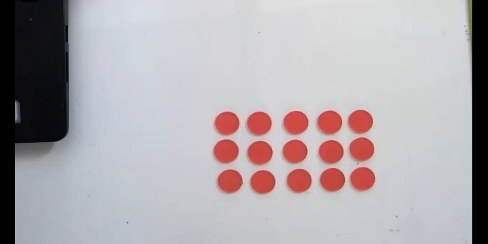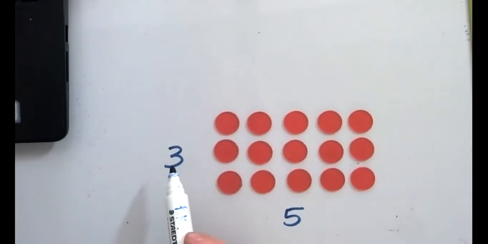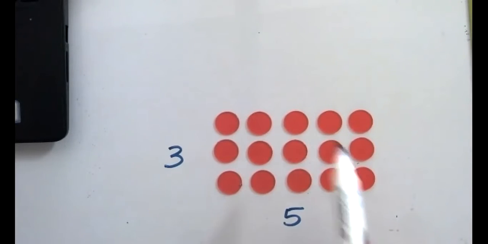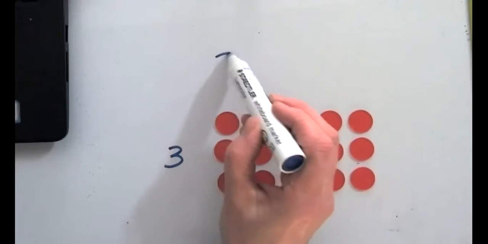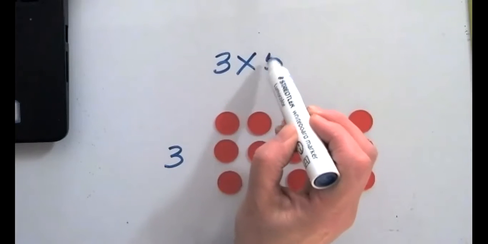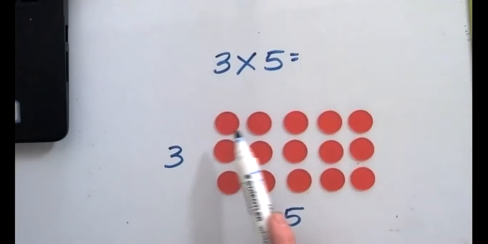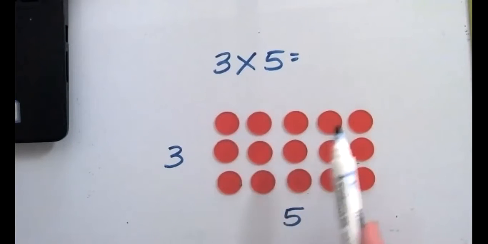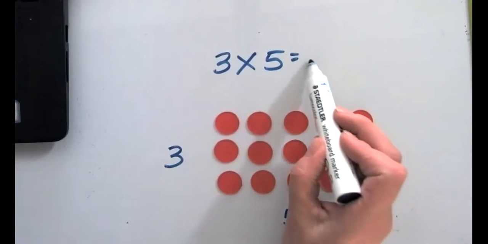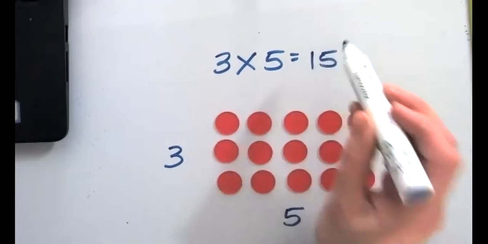So as you remember with arrays, here I'm showing another array with the dots. So I've got 1, 2, 3 rows, and there's 1, 2, 3, 4, 5 dots. It's 3 by 5, or 3 groups of 5. And we can write that as a multiplication, 3 groups of 5. We could count up all these here. We can count by 5s, 5, 10, 15, and we know that the product of this will be 15.